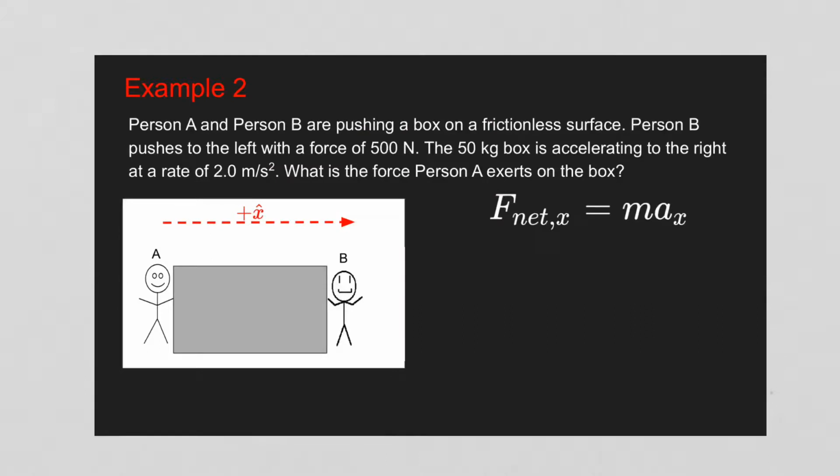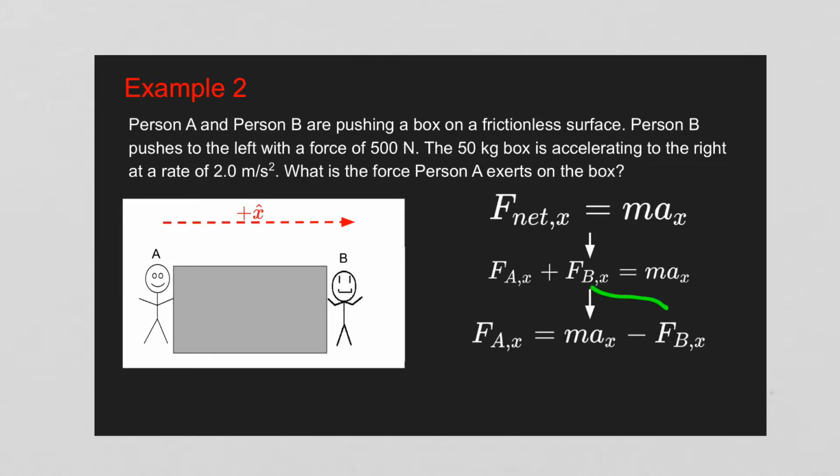Moving on to a couple examples with Newton's second law. You have two people pushing this box. We want to know what is the force person A exerts. Well, this is the net force, so that's the sum of all forces, and this is the acceleration in the x direction. Notice we're talking about forces in the x direction and accelerations in the x direction. So we split it up. Person A and person B are both pushing on this box. We set this up as... I'll move that over to this side. The arrow's a little misleading there, I'm sorry.